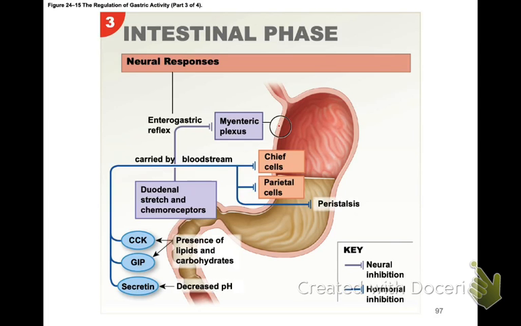We have 3 listed down the left side: CCK, GIP, and secretin. And all 3 of these hormones have to get through the circulation. Remember, that's how hormones get there. So it may take as much as a minute for them to get there, but notice they all have inhibitory effects. So the presence of lipids, carbohydrates, proteins, whatever, low pH in the duodenum inhibits stomach activity, both neurally and hormonally.